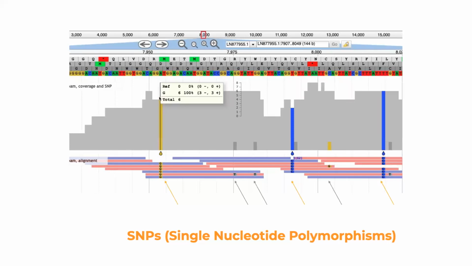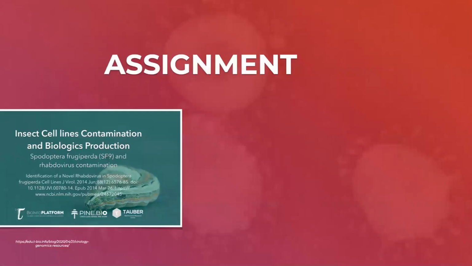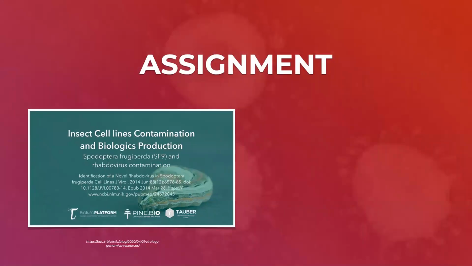All right, so we had an assignment. Did anyone start looking at the project, the SF9, spotted tear, frugiperda, and rhabdovirus? Not yet. Okay, please take a look at that. That will give you an insight about extracting useful information from the non-mapped reads in a transcriptomic. Okay, great, Suparno.